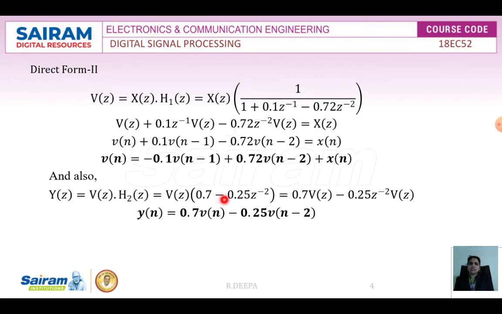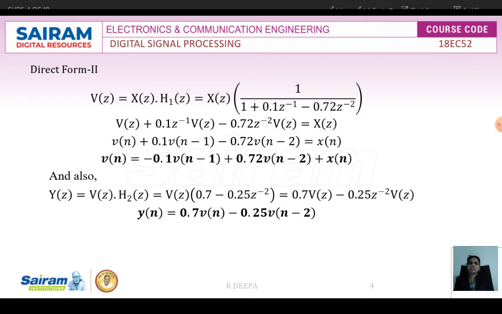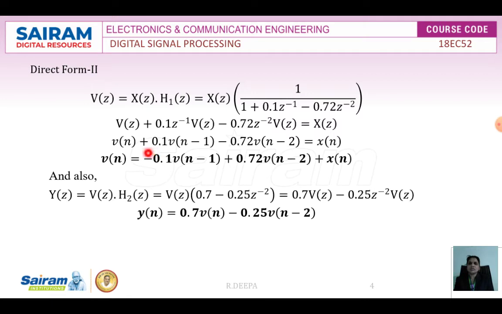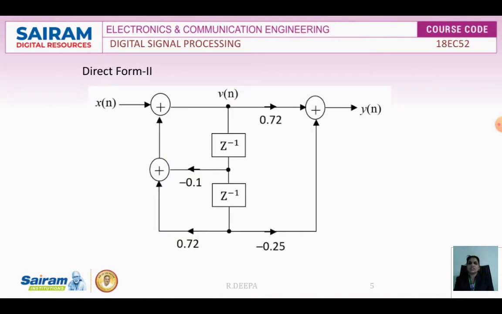So substitute h2 of z, then just cross multiply and take inverse z transform, and finally write what is y of n alone. So y of n we are getting as 0.7 v of n minus 0.25 v of n minus 2. So based on these two equations, that is v of n equation and y of n equation, we are going to draw the direct form 2 structure of the given digital IIR filter.